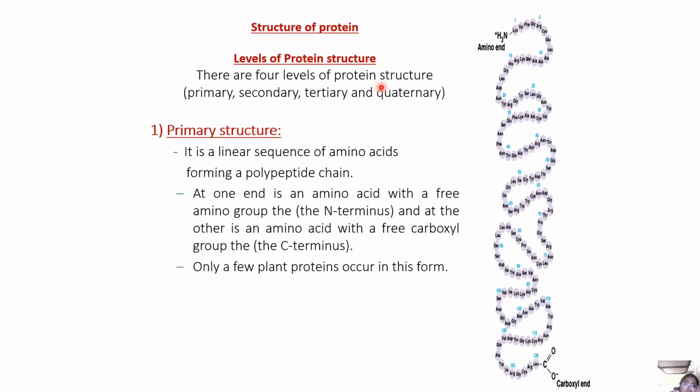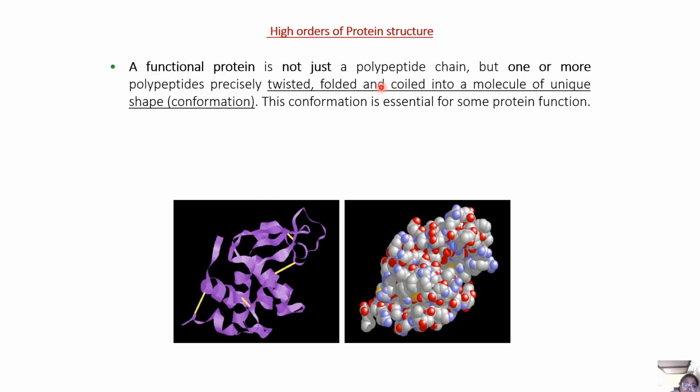Now, the structure of protein: what are the levels of protein structure? There are 4 levels of protein structure: primary, secondary, tertiary, and quaternary. The primary structure is a linear sequence of amino acids forming a polypeptide chain. At one end is an amino acid with a free amino group, the N terminus, and at the other end is an amino acid with a free carboxyl group, the C terminus. Only a few plant proteins occur in this form.